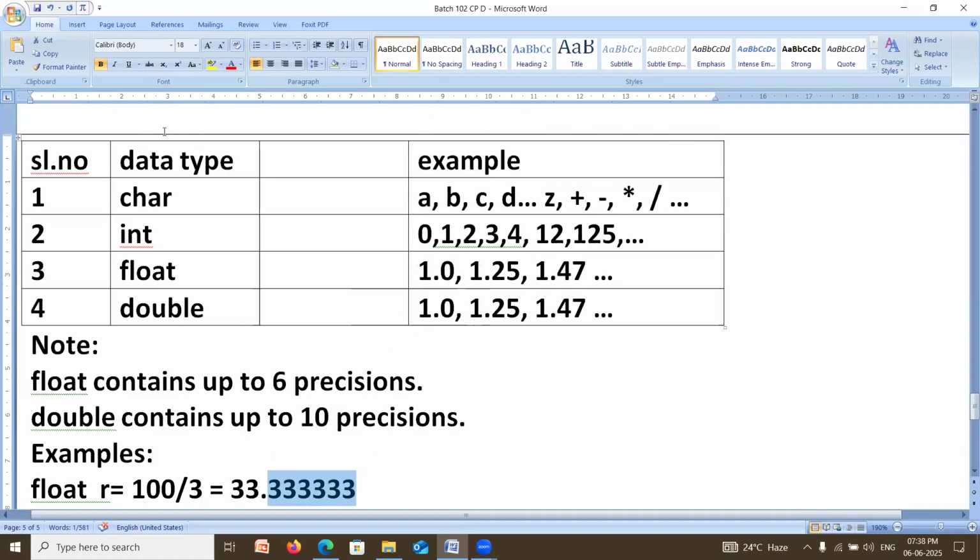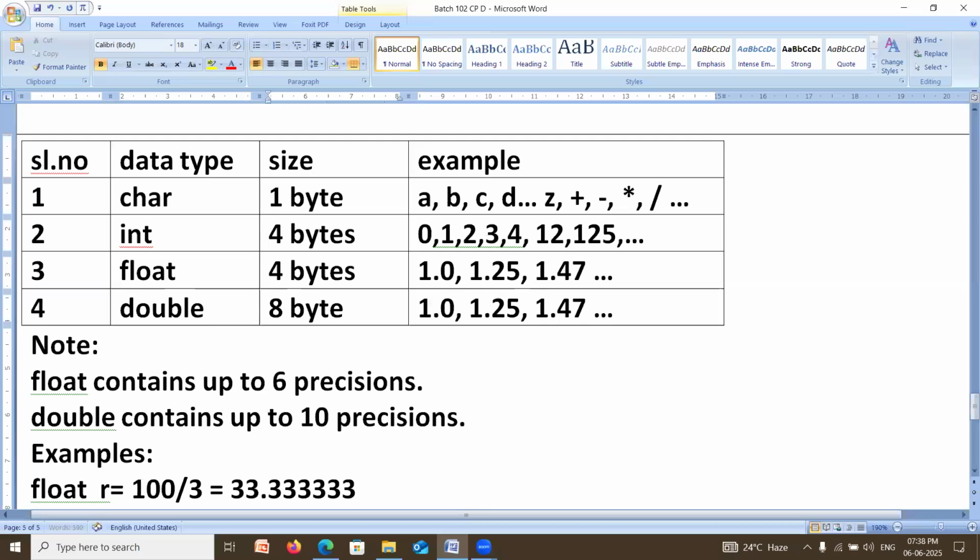Now, whenever you store the data in computer memory, it will occupy some space. That is called the size of the data type. How much space? A character will occupy 1 byte memory in computer memory. Integer occupies 4 bytes memory. Float also occupies 4 bytes memory. Double occupies 8 bytes memory.